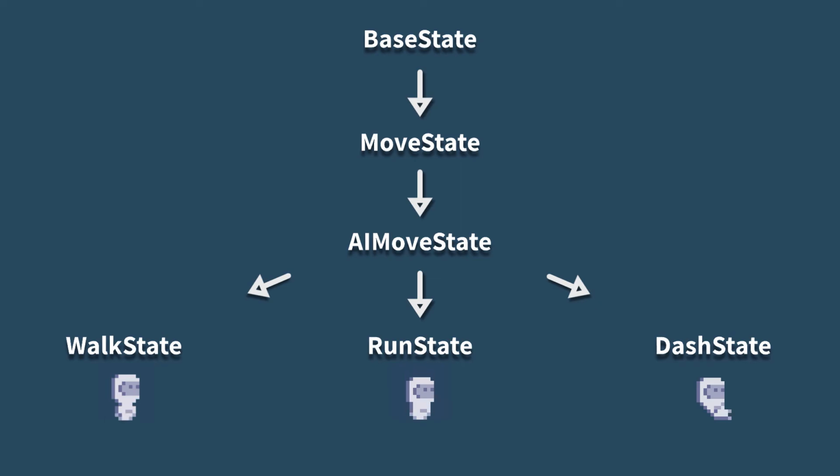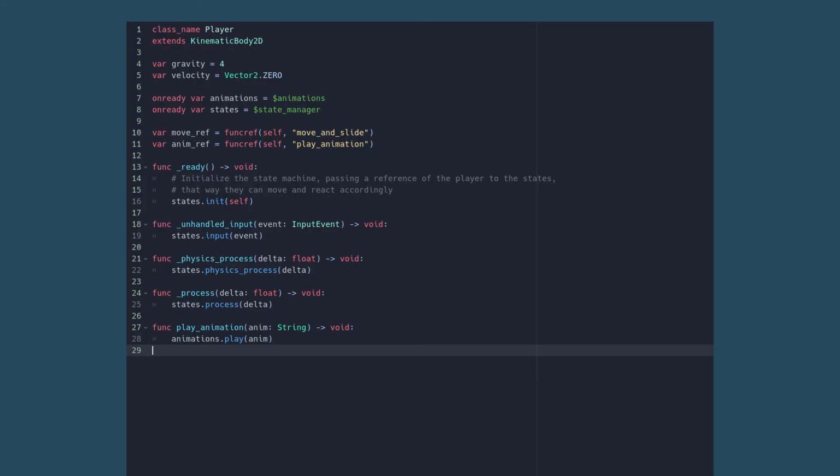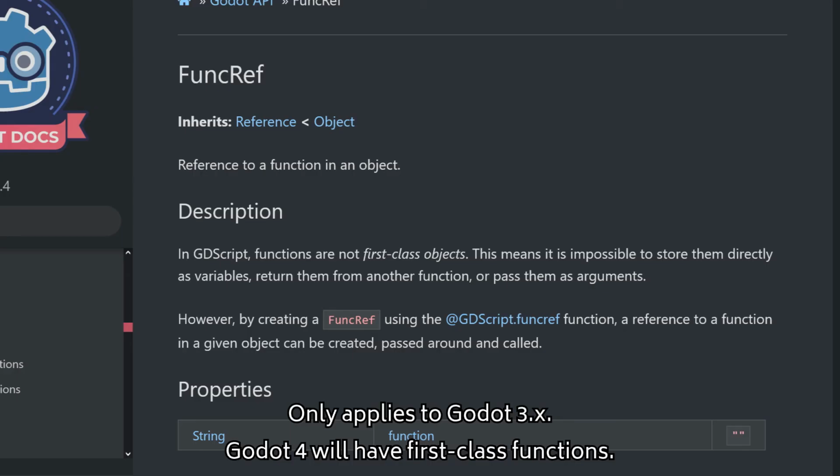Another option is to do more dependency injection, and instead of calling direct methods on the parent object, and therefore making assumptions about its structure, pass functions to the states that they can then call when they want to do something. That way, any physics body type and any animation implementation can be used within the states. Funcrefs are the thing to look up for this since we don't have first class functions in Godot, and I've made a video about them previously if you want to know more.